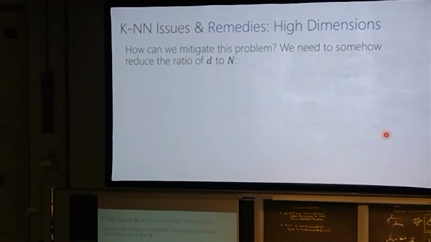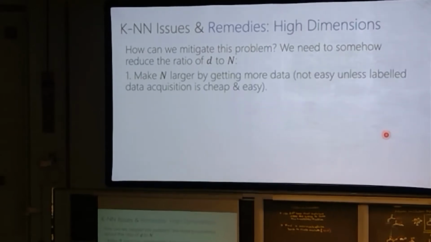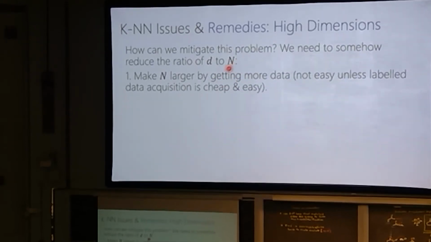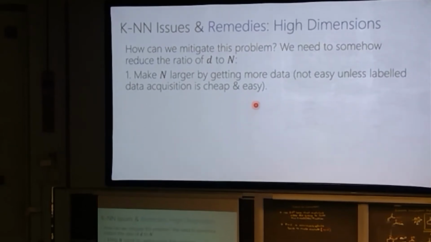So the question is, how can we mitigate this problem? We know it's going to do really weird stuff in high dimensions, and we can't really trust it. It's probably not going to work. What we really care about somehow is the ratio of D to N, right? We want lots of data in relatively few dimensions. So we can just try to make N larger by getting more data.